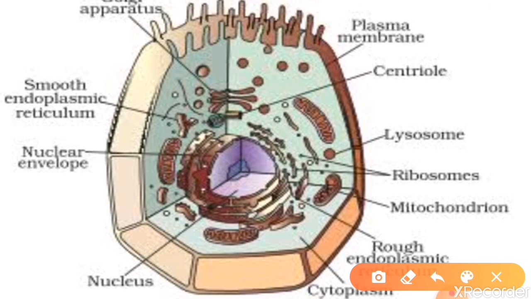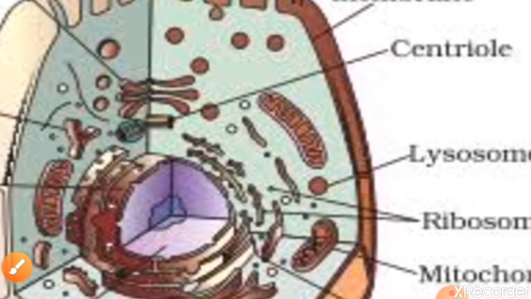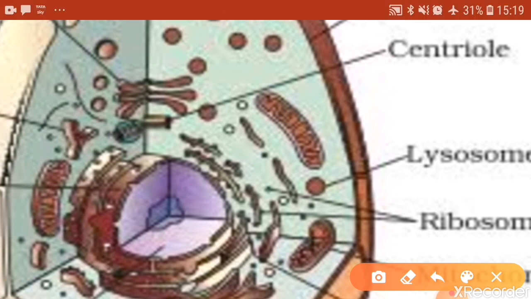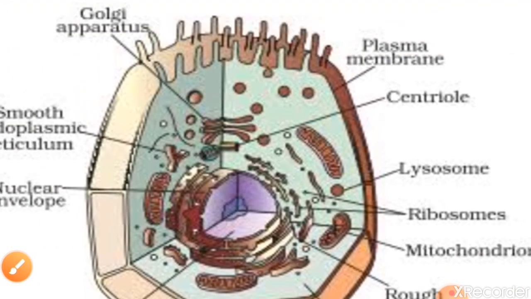So let us see the parts of the animal cell. You've got the plasma membrane, then here is a centriole. Just now when I was discussing the differences, I told you that the centrioles are present only in animal cells, right? Very close to the nucleus you find two microcylindrical structures called centrioles, and centrioles are present in an area called the centrosome. So centrosome is found in animal cells, but it is absent in plant cells.